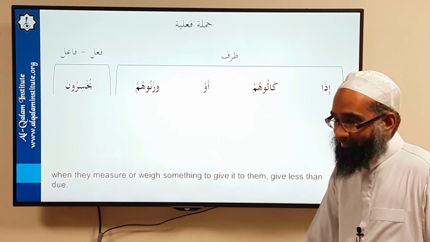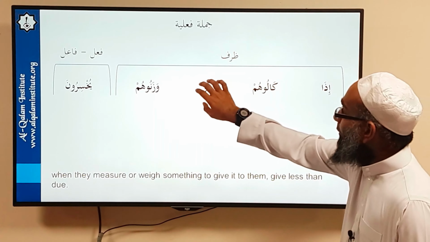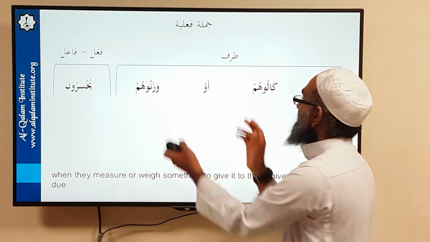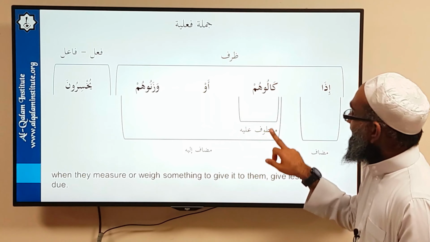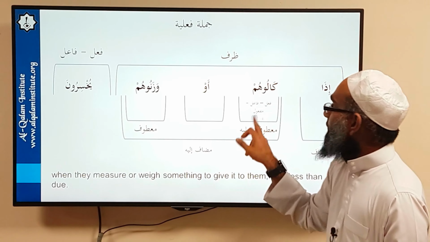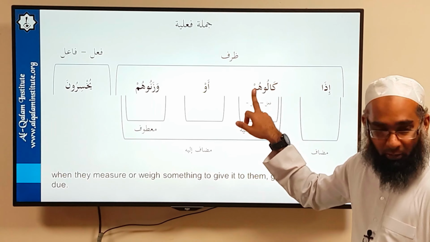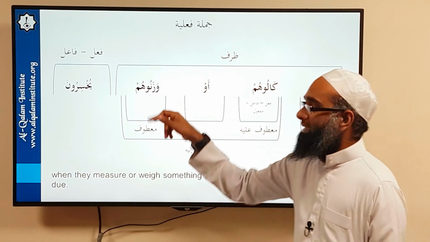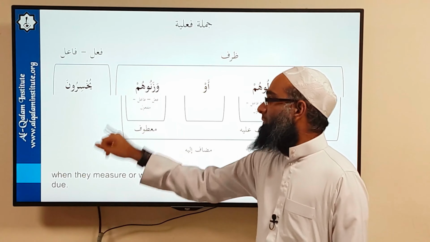Oh yeah, okay, fine. So this is a mudaf ilayh, but because of aw, that means that these two are the same thing. And then this becomes a mudaf, and that whole thing is a mudaf ilayh. And then this is what? معطوف عليه, معطوف. And harf atf, ma'tuf. And then fa'il fa'il maf'ul: kala, like qala, kala, kalu. And then you have a hum pronoun on it, maf'ul. And wazana, wazanu, hum, so maf'ul. And then yukhsir, fa'il fa'il maf'ul.